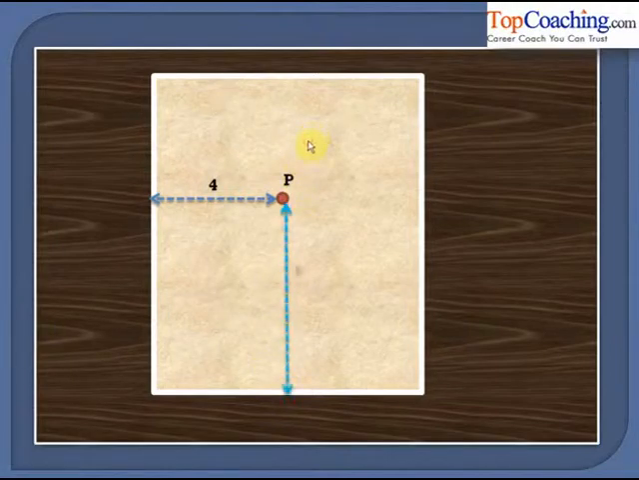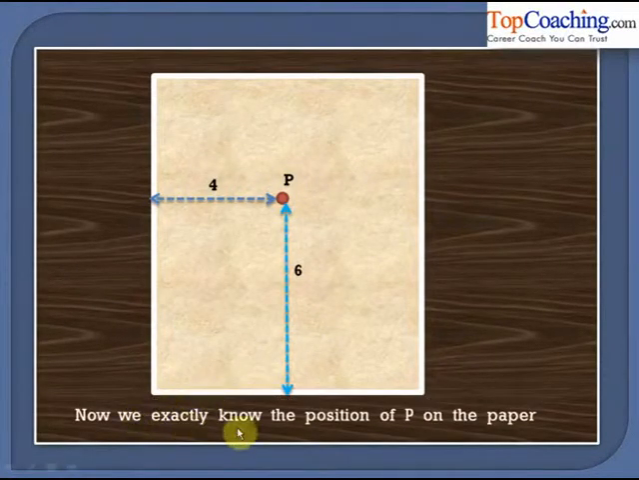For that, we need one more piece of information. That is, this point is also at a distance of 6 units from this edge of the paper. Now, this information and this information together help us to calculate the exact position of the point P. That is, P is at a distance of 4 units from this edge of the paper and it is also at a distance of 6 units from this edge of the paper, and these two pieces of information clubbed together give us the exact position of point P. So now we can exactly know the position of the point P on the paper.